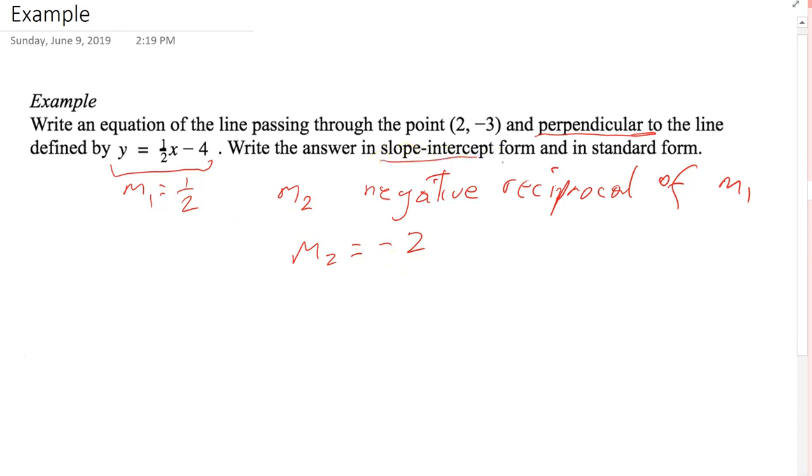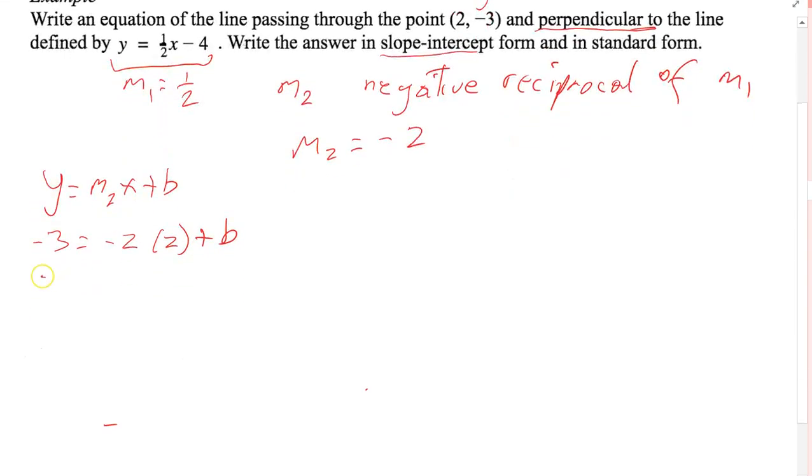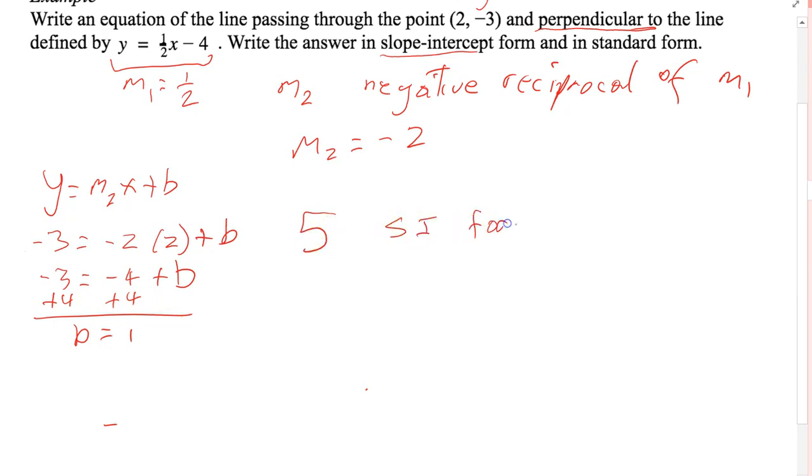Then we want to write the slope-intercept form of that. We have the point on the line, (2, -3), that will be the x coordinate and the y coordinate. We want the form y equals m sub 2 x plus b. M sub 2 is negative 2, y was negative 3, so negative 3 equals negative 2 times x, which was 2, plus b. So negative 3 equals negative 4 plus b. Add 4 to both sides. Doing some algebra here, b equals 1. So the slope-intercept form of this line is y equals negative 2x plus 1.